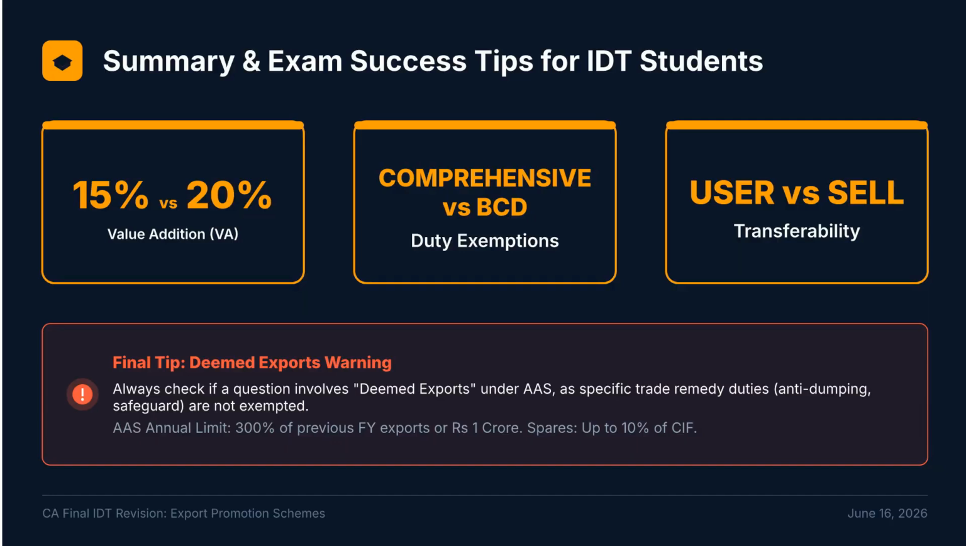For exam revision, remember 4 golden numbers: 15% value addition under AAS, 20% under DFIA, mandatory spares up to 10% of CIF value, and annual entitlement up to 300% of previous year exports or 1 crore rupees.